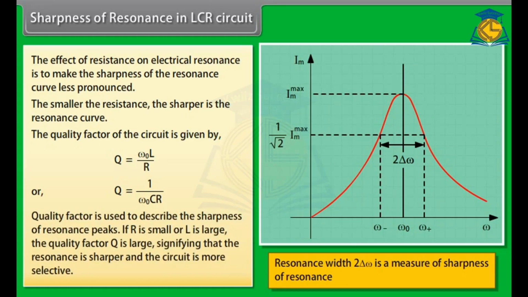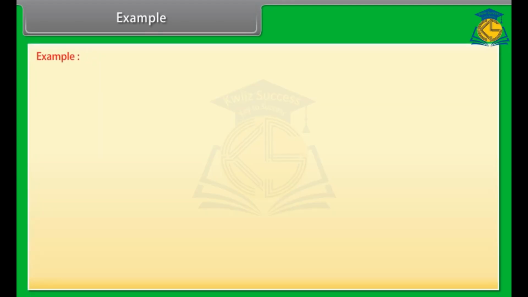Quality factor is used to describe the sharpness of resonance peaks. If R is small or L is large, the quality factor Q is large, signifying that the resonance is sharper and the circuit is more selective. Example. Let's take an example of resonance in LCR circuit.